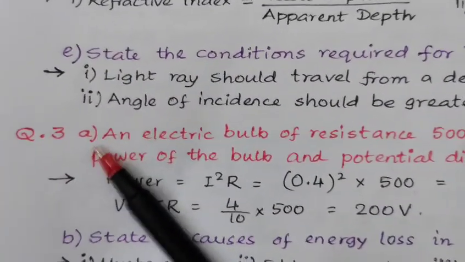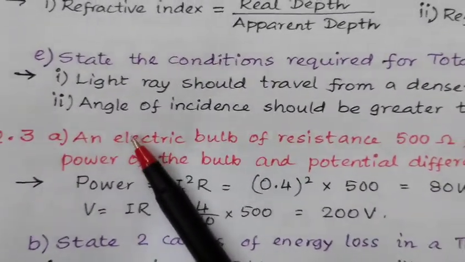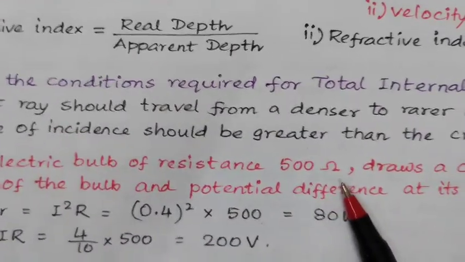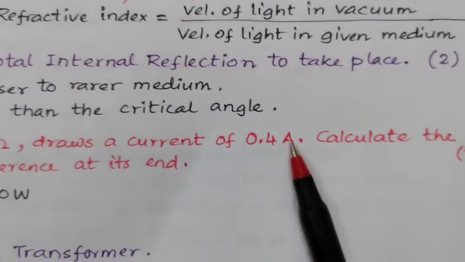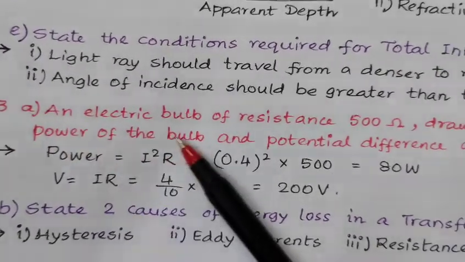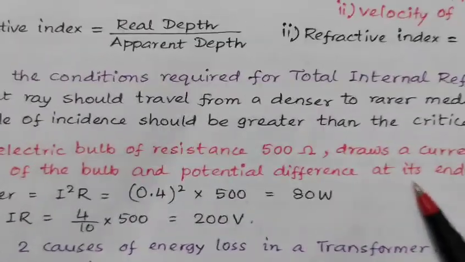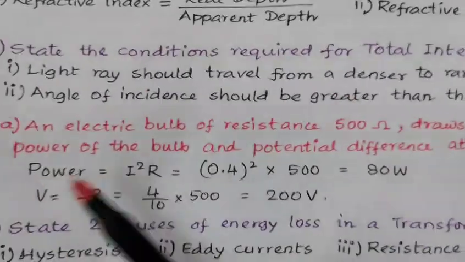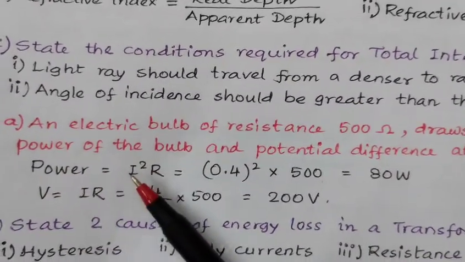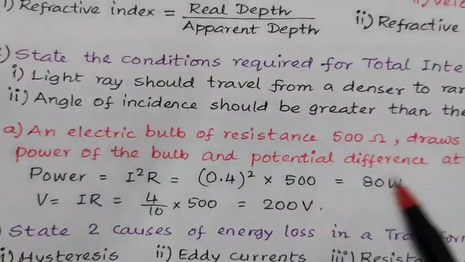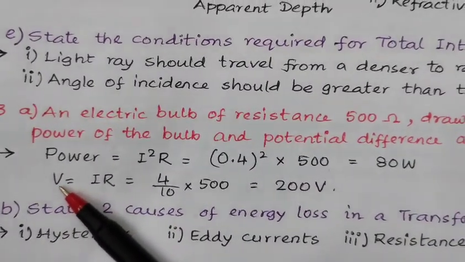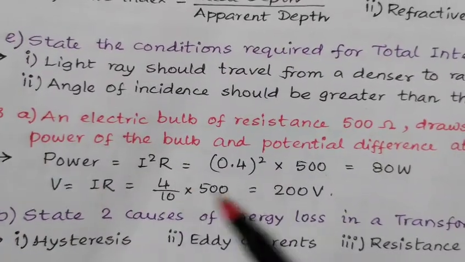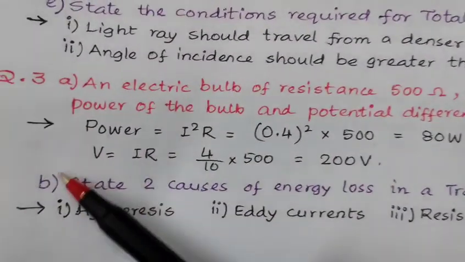Question number 3. A. Another problem. An electric bulb of resistance 500 ohm draws a current of 0.4 ampere. Calculate the power of the bulb and potential difference at its end. The formula for power is I square R, that is 80 watt, and the formula for potential difference is V equal to I into R, that is 200 volt.